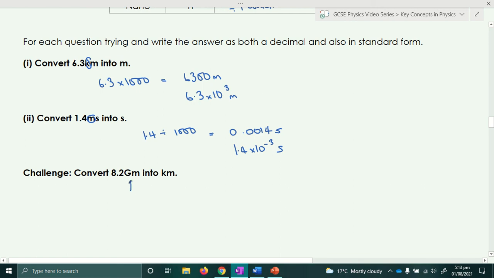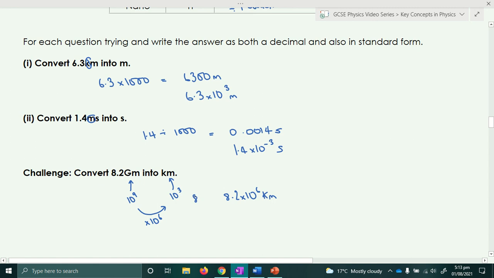One final more challenging one, converting giga into kilometers. So this standard form is 10 to the 9. This is 10 to the 3. So what we're going to do to get between the two, we are going to times by 10 to the 6. So basically this is going to be 8.2 times 10 to the power of 6 kilometers.